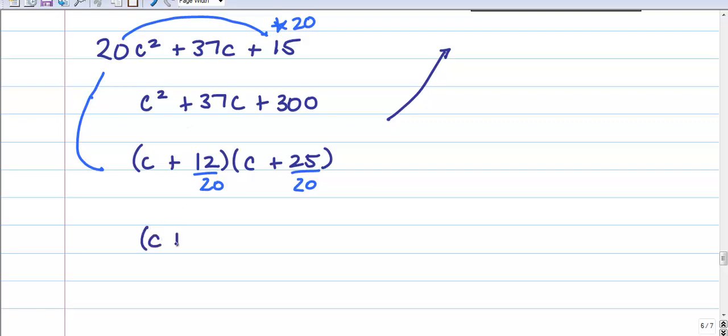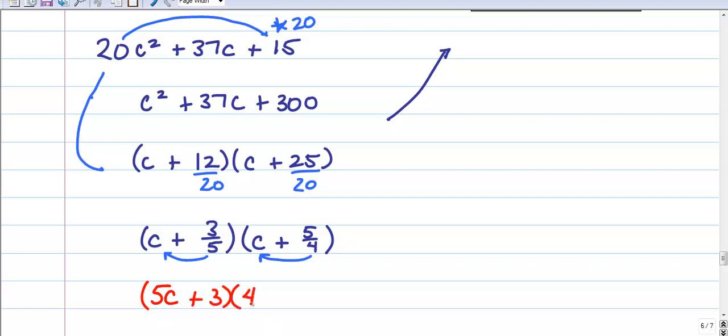I'm going to reduce. So here that would be 3/5 if I reduce that one. And that would be 5/4 if I reduce that one. And once I'm to here, I'm just going to bring my denominators up in front of my variable. So 5c plus 3, and then 4c plus 5. You know, there's also the AC method. There's some other variations of the methods. The main thing is when you have big numbers, how can you figure out what the values are that you can use to do the factoring.